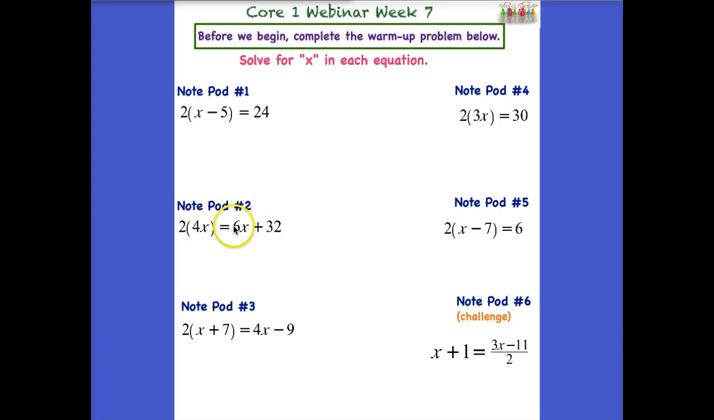Okay, so let's go ahead and start, you guys. What I'm going to do is look at Cece's first because she did that perfectly. She distributed the 2 into the parentheses, and since it's all multiplication, she only has to multiply it by the 4, which she did. So she got 8x equal to 6x plus 32.